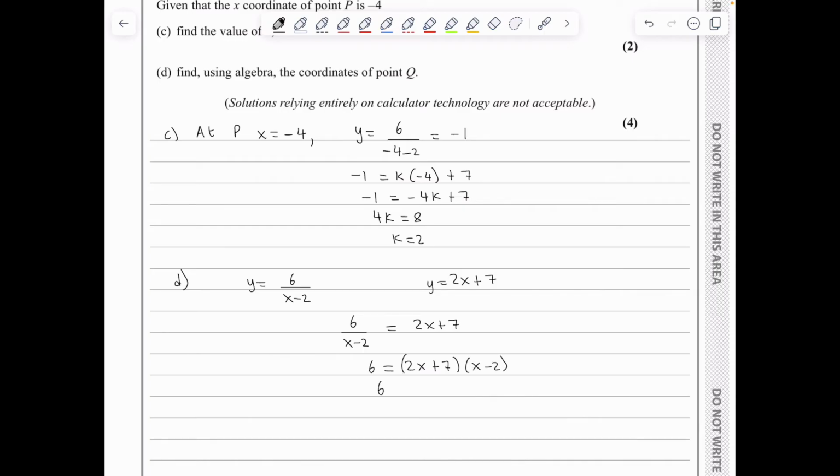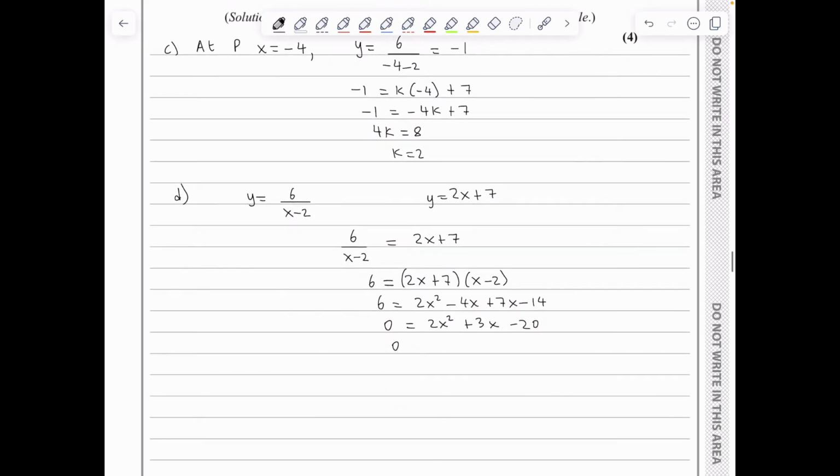I will expand this to get 2x squared minus 4x plus 7x minus 14, which leads to 0 is 2x squared plus 3x minus 20. I will factorize this into x plus 4, 2x minus 5. So we get that either x plus 4 is 0 or 2x minus 5 is 0.